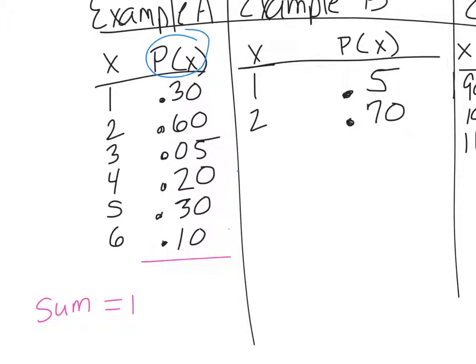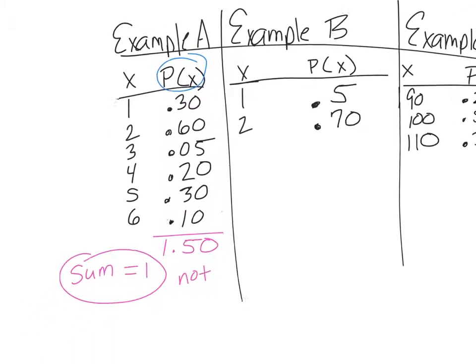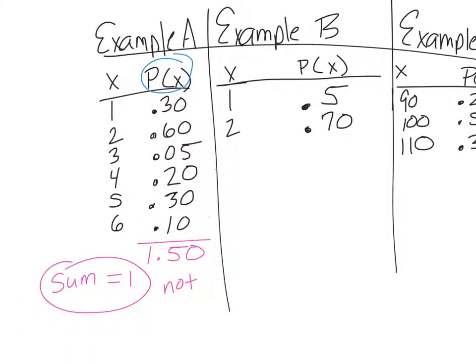So I just use my handy dandy little calculator really quickly to add all these probabilities together. And I actually get 1.50. So I added all those probabilities together. It was bigger than 1. It was 1.50. So that means that this cannot be a probability distribution because it violated the second thing, which was that it had to be a sum of 1. So if this were multiple choice, I would say example A could not be a probability distribution. That would be one of my answers.